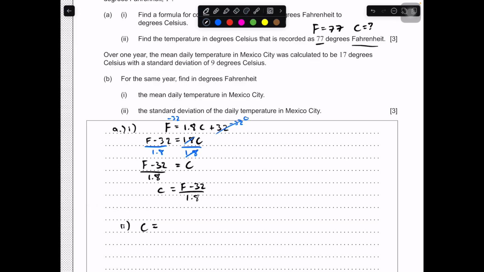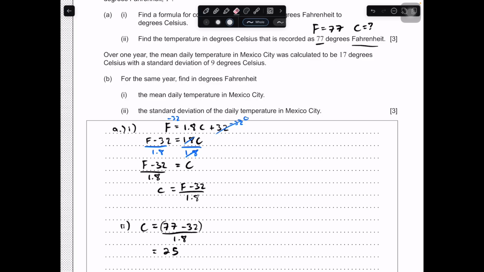C is equal to F minus 32 divided by 1.8, with F equal to 77. Alright, I am going to work this out on the smaller calculator that I have right here. 77 minus 32 divided by 1.8, and it just gives us 25 degrees. 25 degrees. Remember, order of operations, do the top first. Okay.